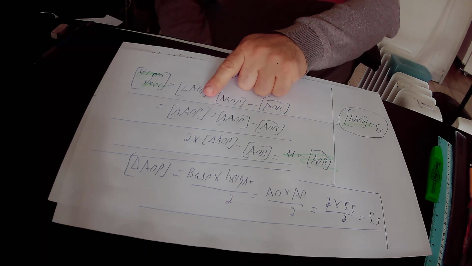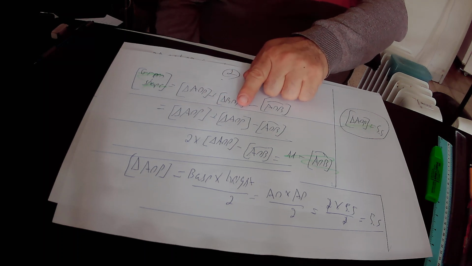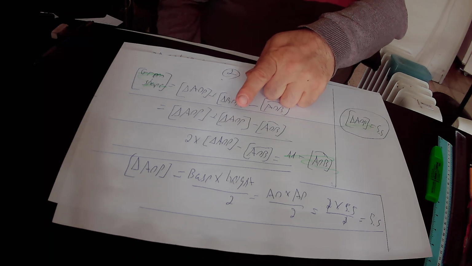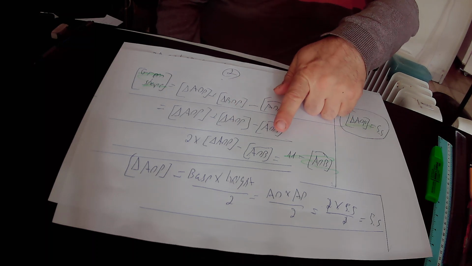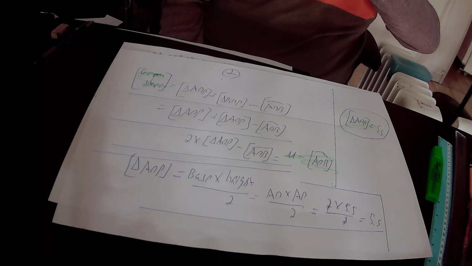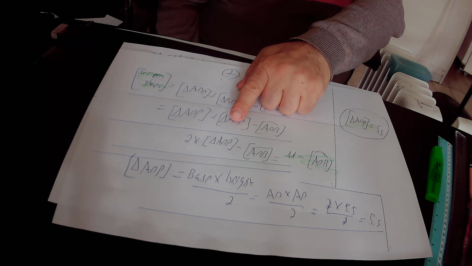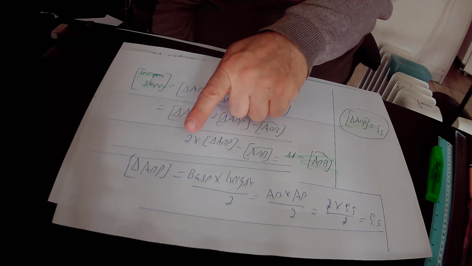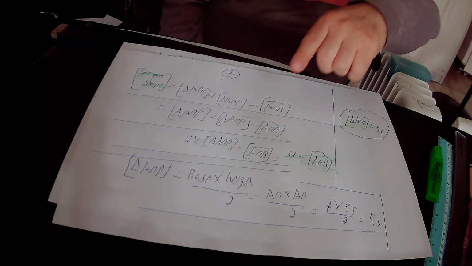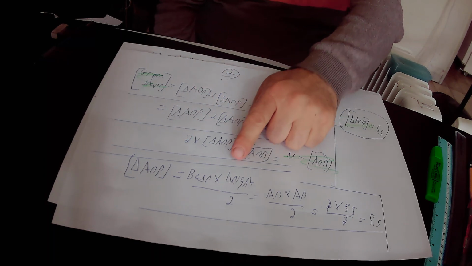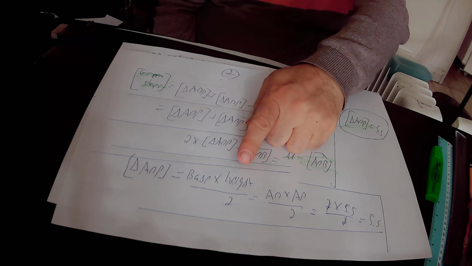So the area of the upper right triangle AOP plus the area of the upper right triangle AOP equals 2 times the area of the upper right triangle AOP minus the area of sector AOB. First of all, we have to find the area of the upper right triangle AOP. The area of any triangle equals the base of the triangle times the height to the base over 2.